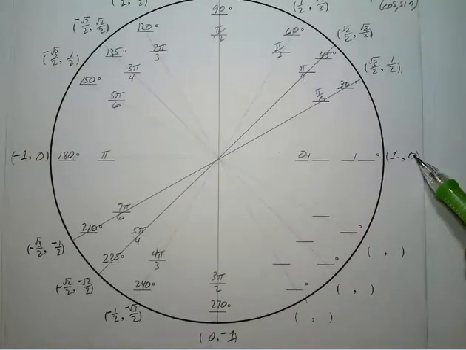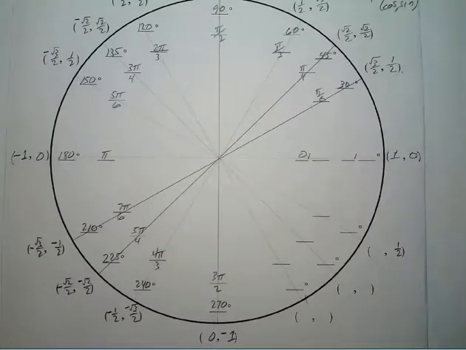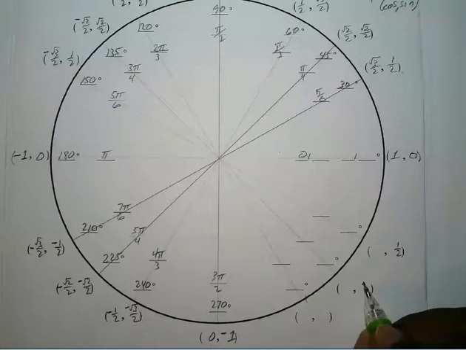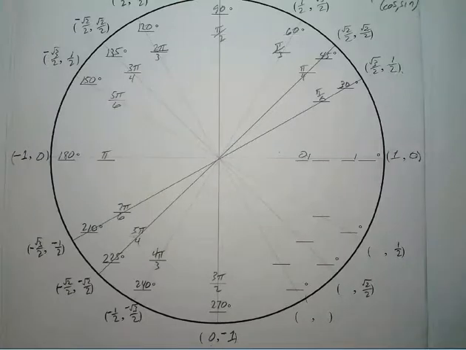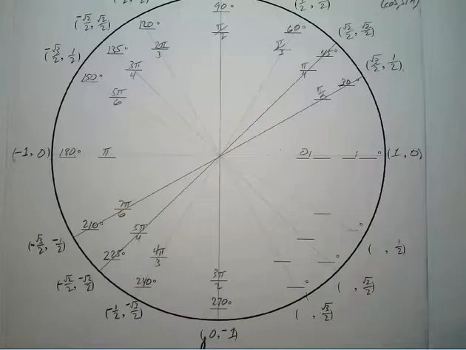Okay, square root of 0 over 2 is 0. Square root of 1 over 2 is 1/2. Square root of 2 over 2 is just square root of 2 over 2. Square root of 3 over 2 is just square root of 3 over 2. And square root of 4 over 2 is 1. Then you go with this 0.